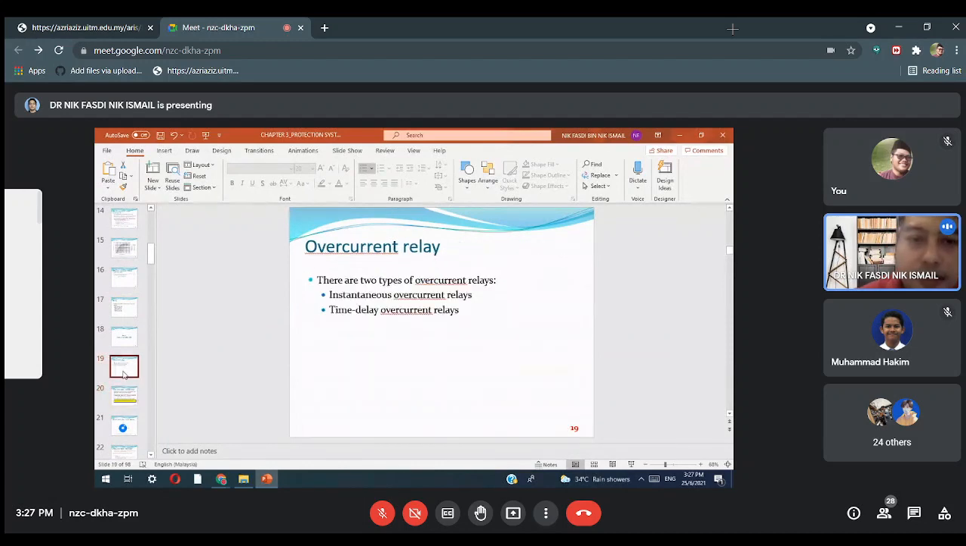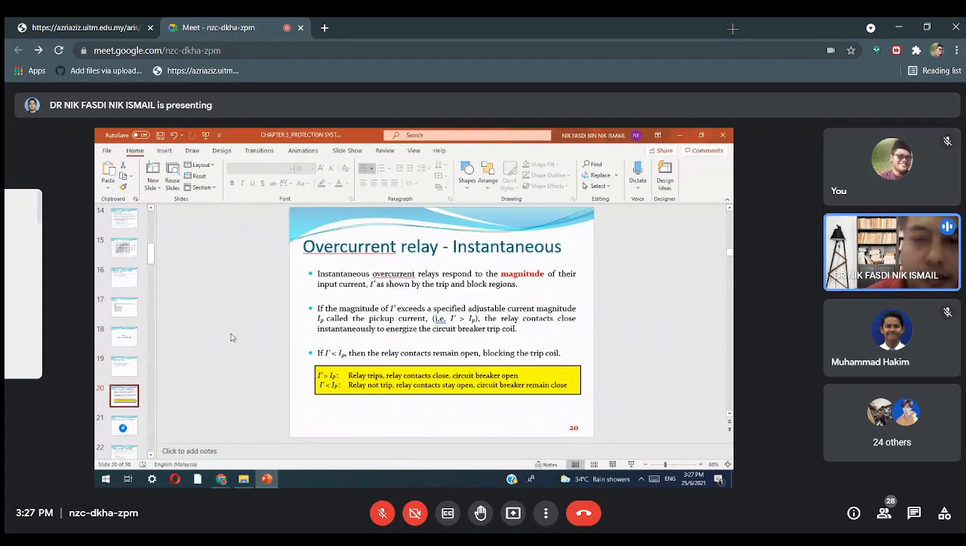Okay, this one is the overcurrent relay. I already explained. In order to operate the overcurrent relay, the secondary current of the CT must be greater than the pickup current. Pickup current is the minimum current for the coil to turn on. How many amps? For example, the coil needs 4 amps to turn on. So this I prime current must be greater than 4 amps. Otherwise, the coil will not turn on. That is the condition.